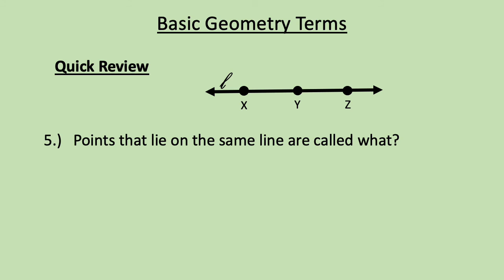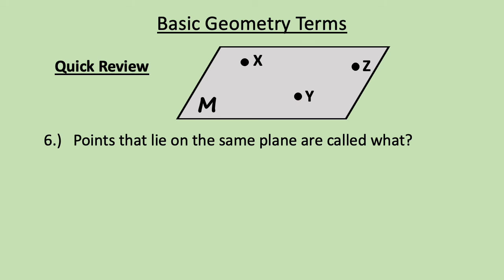Question number 5. Points that lie on the same line are called what? Okay, points that lie on the same line are called collinear. Question number 6. Points that lie on the same plane are called what? Points that lie on the same plane are called coplanar.